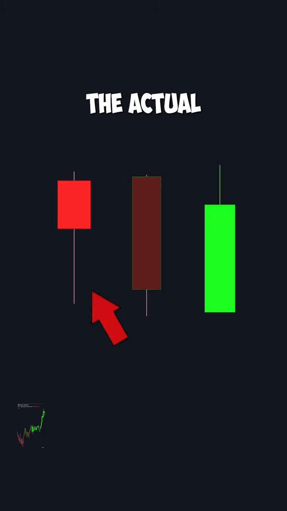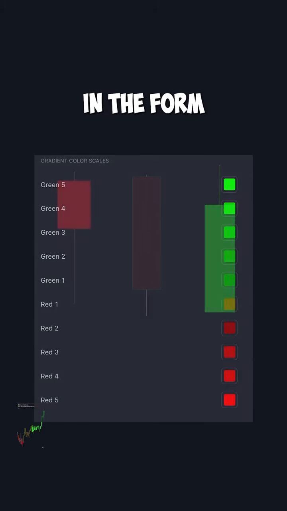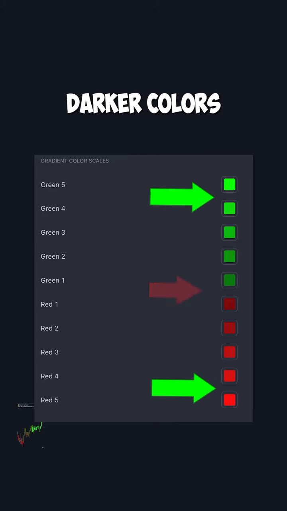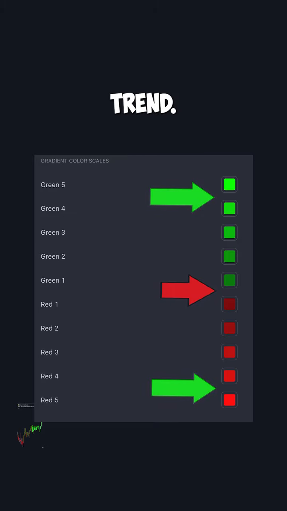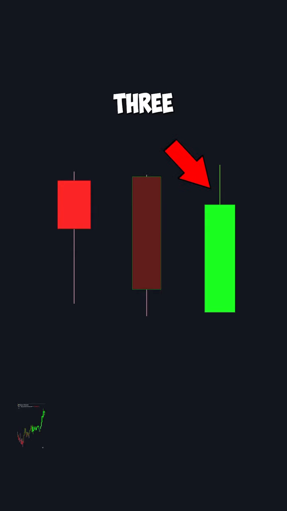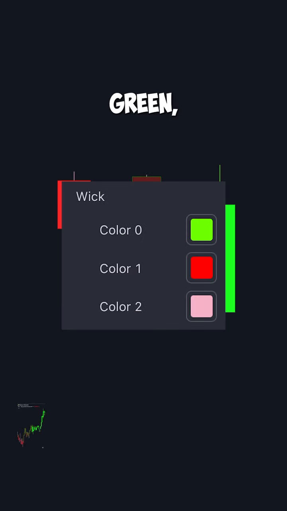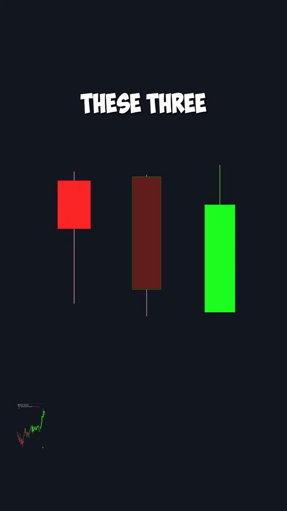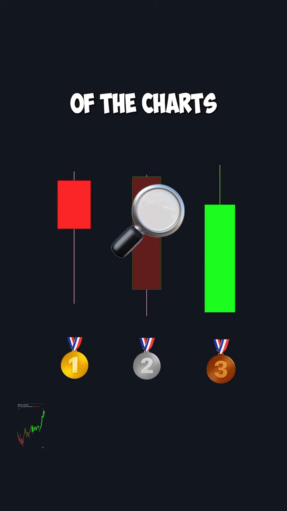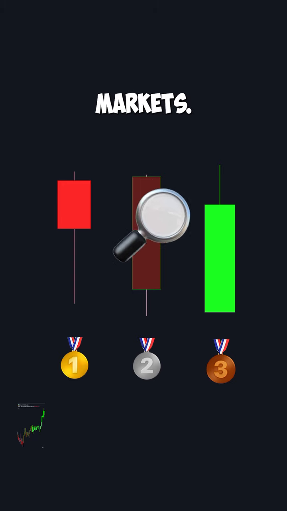The first is the actual candle color, which is in the form of a gradient, where brighter colors indicate a stronger trend, while darker colors indicate a weaker trend. The next piece of information is the border color, which is also on a gradient scale. Lastly, we have the wick color, which can have three different color options: green, red, or pink. These three pieces of information can help supplement your analysis of the charts by giving you insights into the markets.